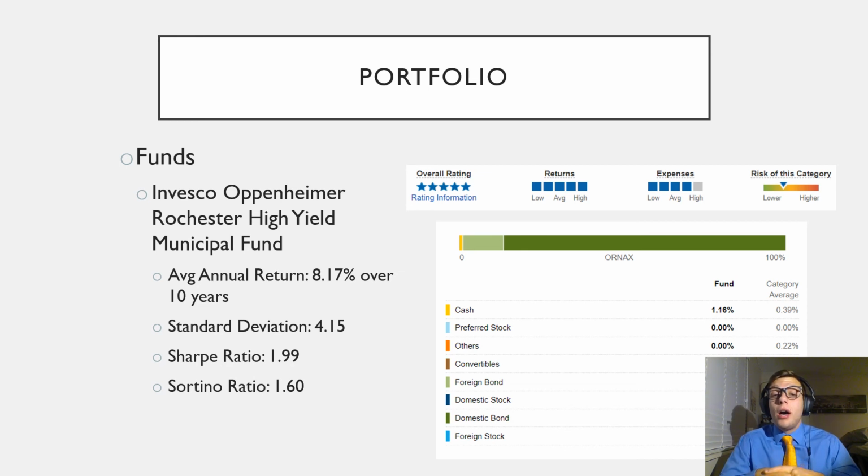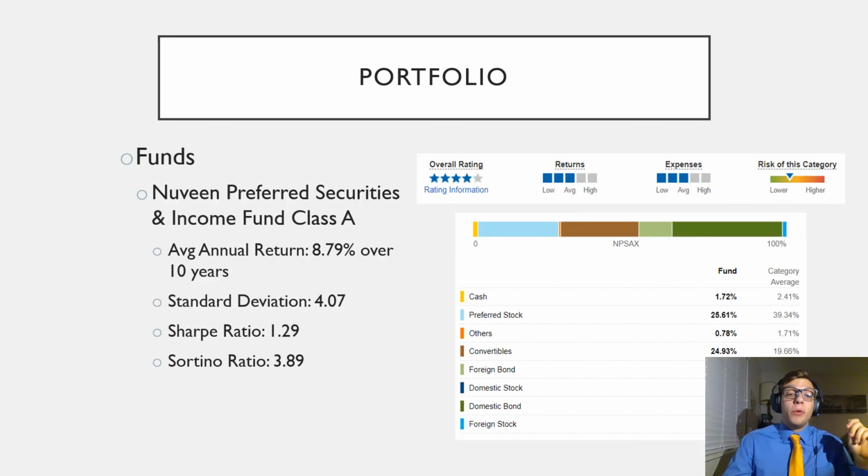And looking at the makeup of this bond, or excuse me, this fund, most of the composition is in domestic bonds. Over 80% of this fund is made up of domestic bonds. In addition, this fund is also made up of a significant amount of foreign bonds and then some slight cash of about 1%. Another fund that we will look at investing in is Nuveen Preferred Securities and Income Fund Class A.